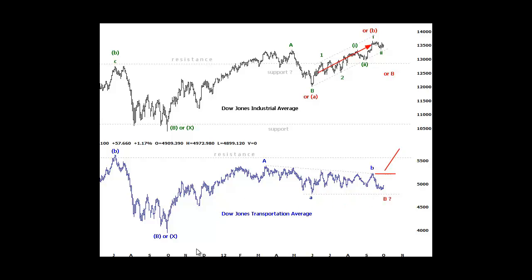Now on the transports we've got the same sort of thing going on here, potentially either a high degree wave B or X here. If it is a double zigzag move, what we're looking for here is an A, and then a B, and then a C type pattern to higher levels. So it would mean the transport's playing some catch up most certainly, but as soon as we get above this resistance area, above that 5500 area, that will be the confirmation we're looking for. Overall we're still bullish. It's just a matter of how this shorter term plays out.